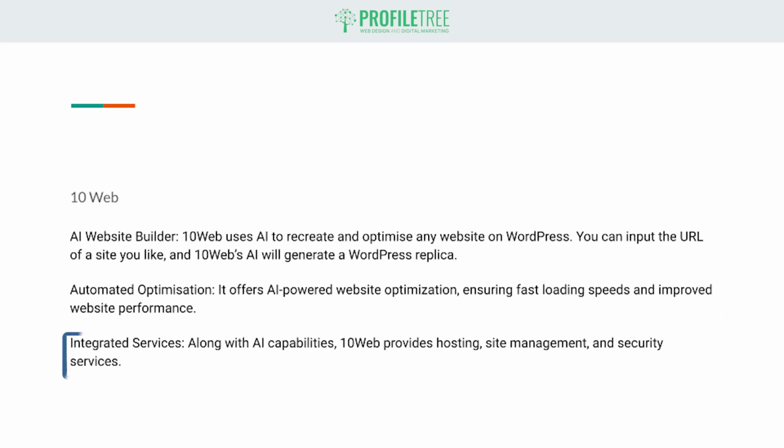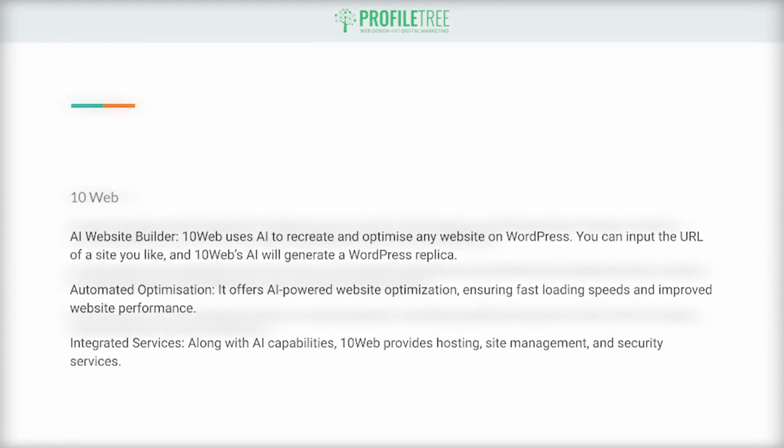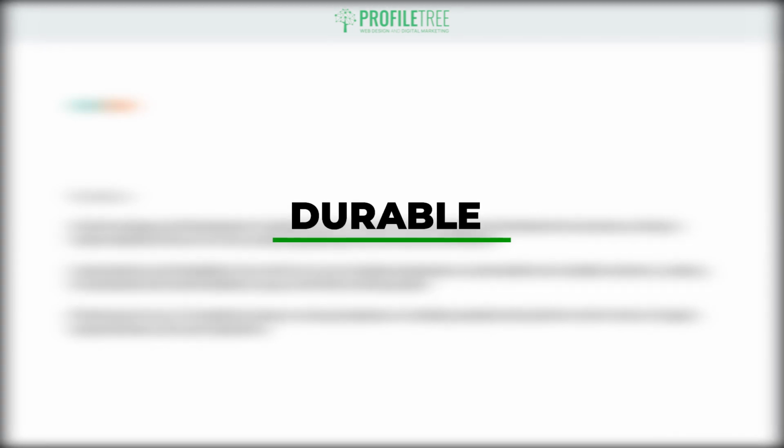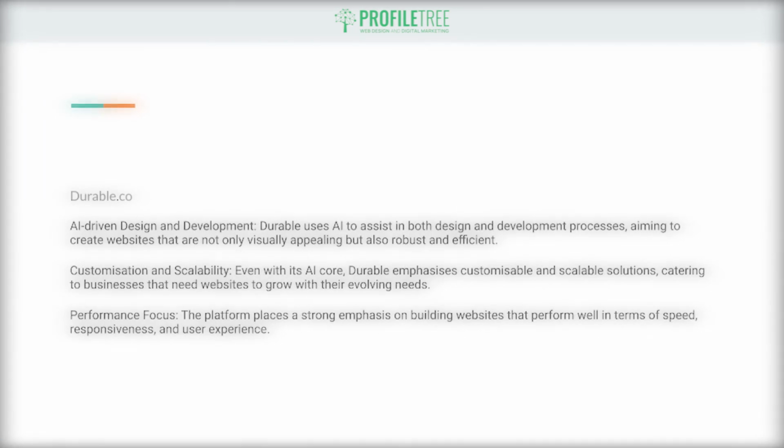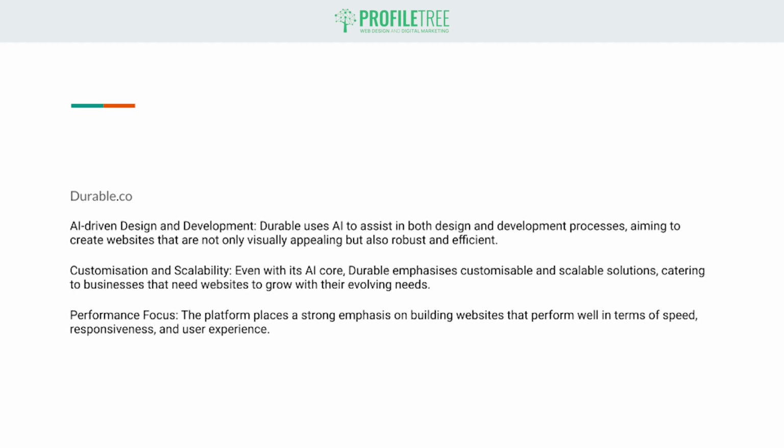As well as this, you do have integrated services. So along with AI capabilities, 10Web provides hosting, site management, and security services. Now, Durable, I would say, is my other recommended, durable.co. So that would be the specific one.